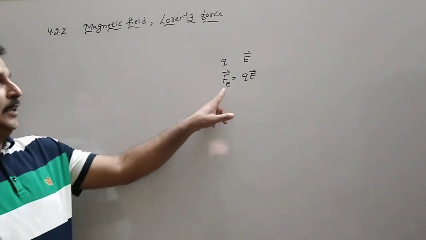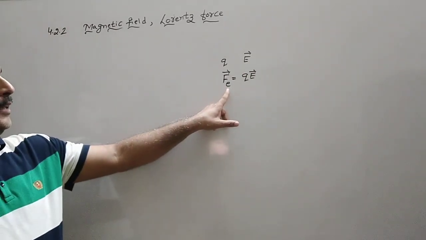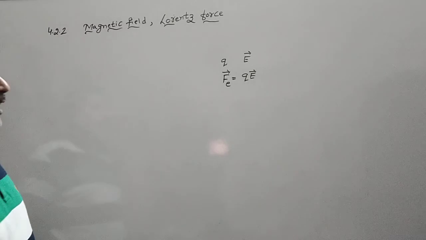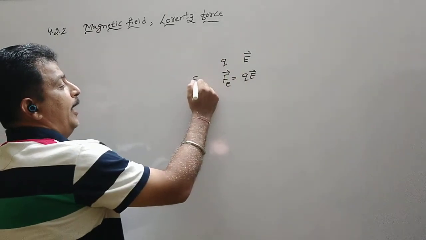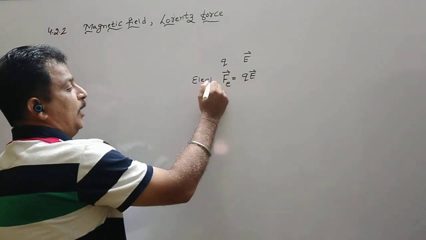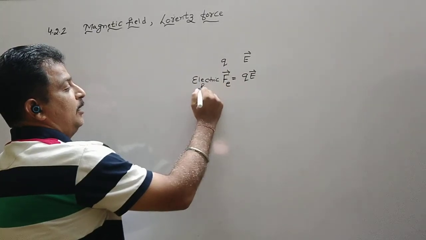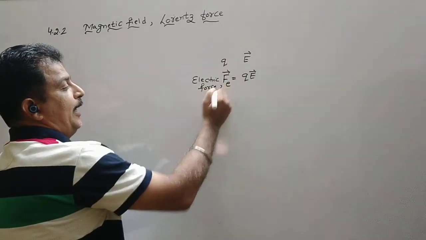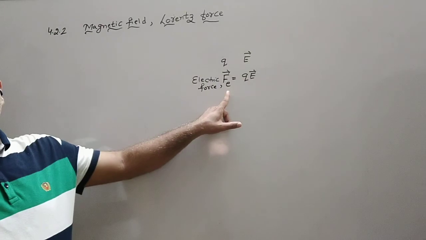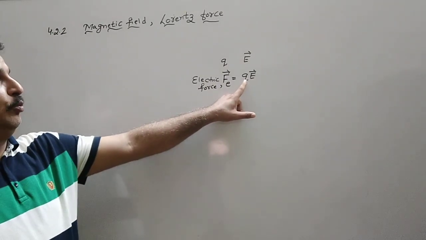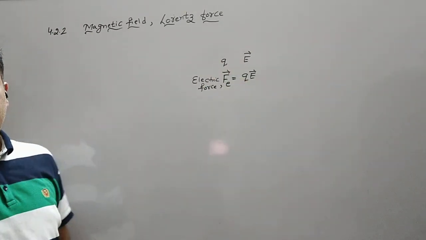So this is the electric force. When any charged particle enters into a uniform electric field, then the electric force acting on it was given by the formula Q into E.